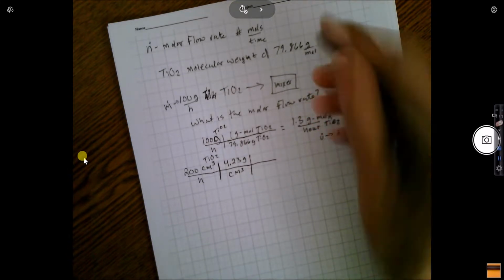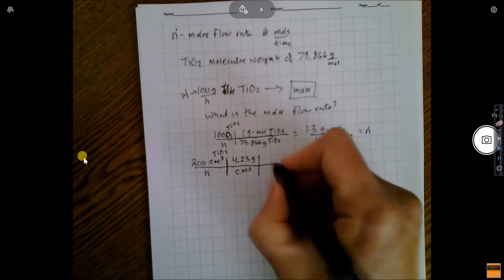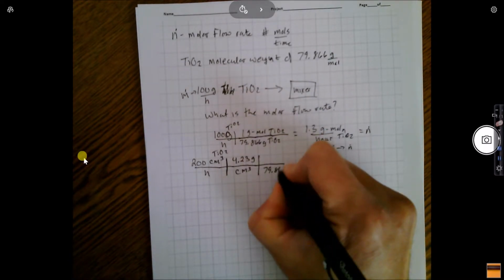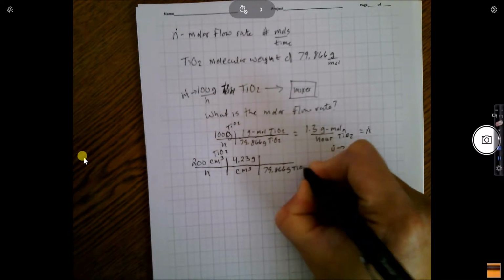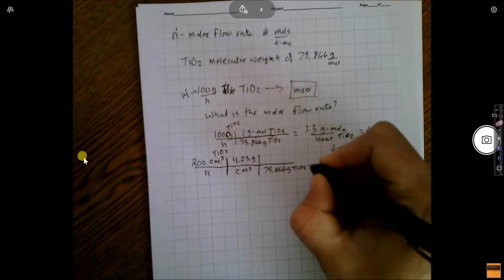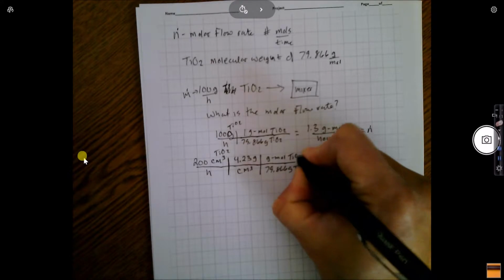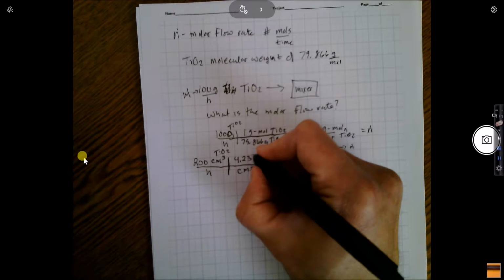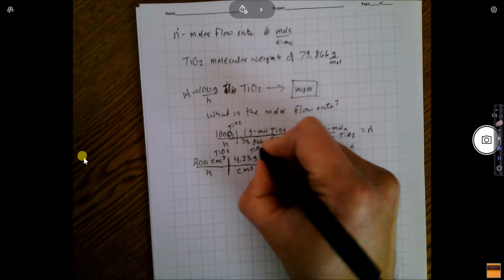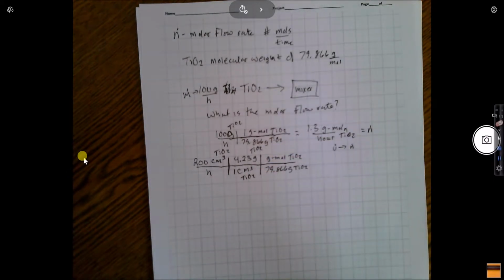And we know our molecular weight of titanium dioxide is 79.866 grams per mole. So 79.866 grams of titanium dioxide per gram mole of titanium dioxide. And technically, you should have put 4.23 grams of titanium dioxide in 1 centimeter cubed of titanium dioxide. So again, I implore you, keep the bookkeeping. Do as I say, not as I do.